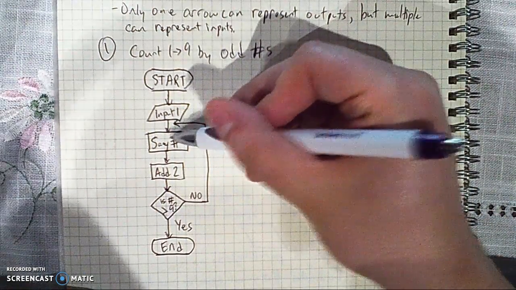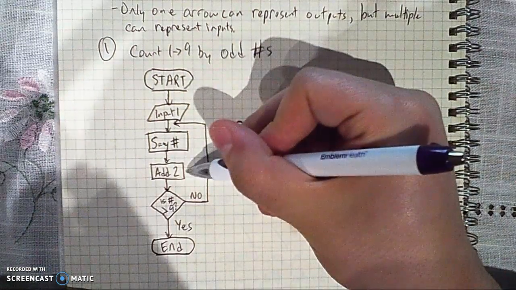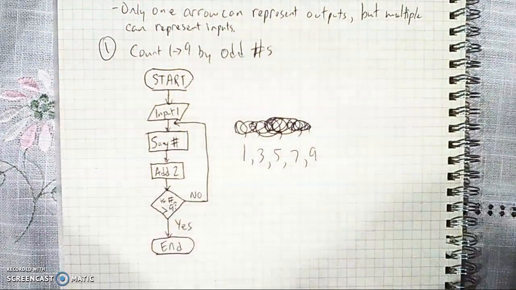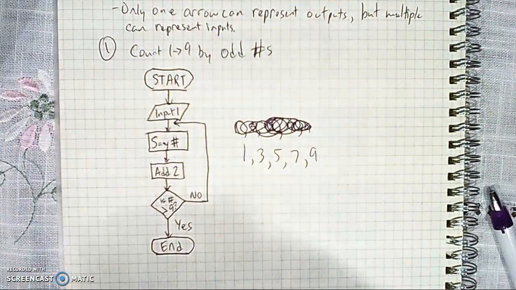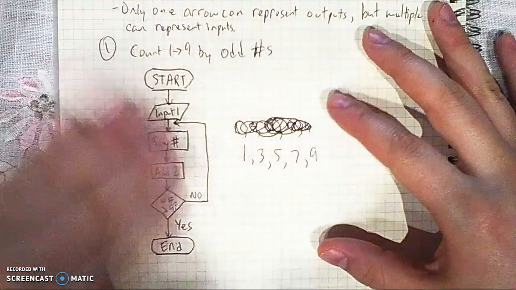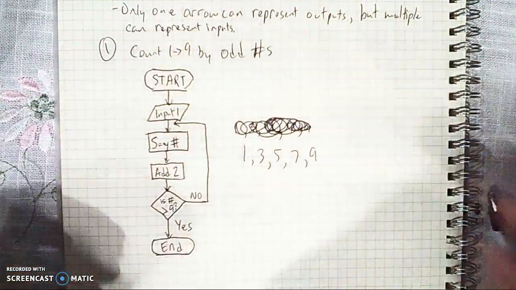Say the number, 9. Add 2, we're at 11. Is the number greater than 9? Yes, it is. We end. That's it. There we go. Successful. So if yours had a little error, try it out. If it has any errors, adjust it. Try it again. Make it work.